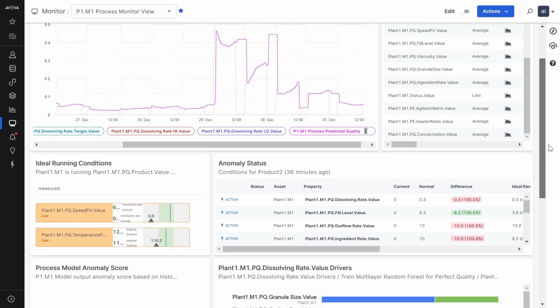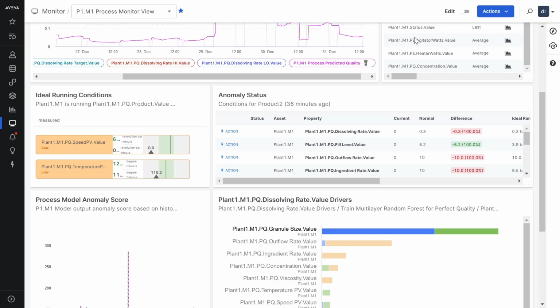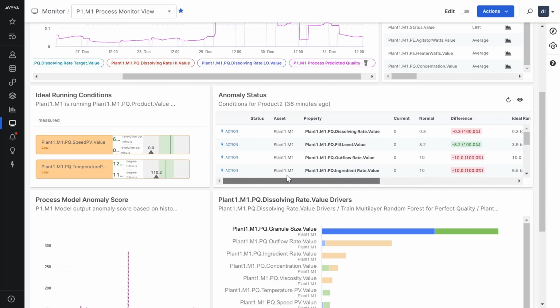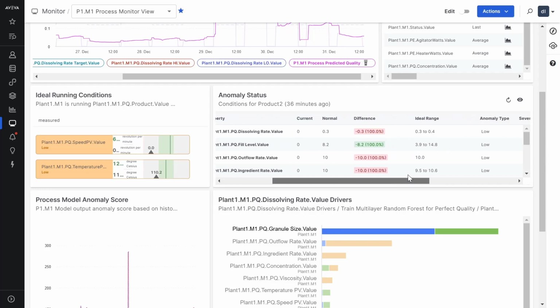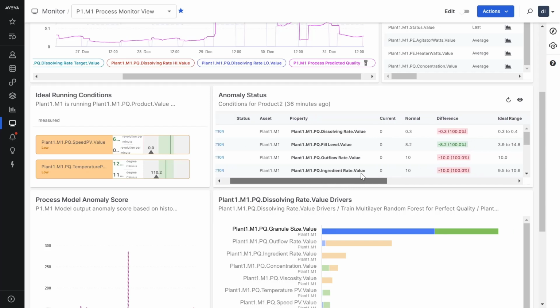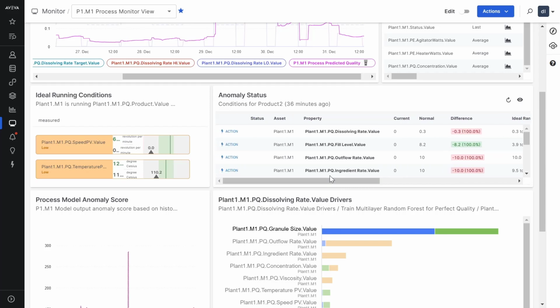If I scroll down a little bit more, I can even see cases where it's looked at all these input variables, and based on these learned ranges, it's identifying when those different inputs are in anomaly, whether the dissolving rate, for instance, is an anomaly, or my outflow rate. It can tell me what those anomalies are and rate them by severity, so I can know where to allocate my limited hours during the day.